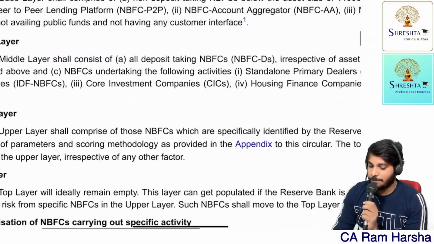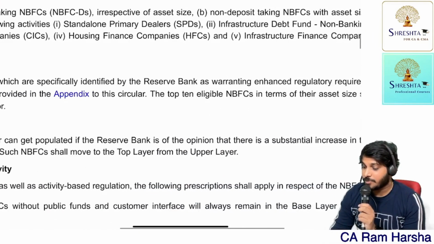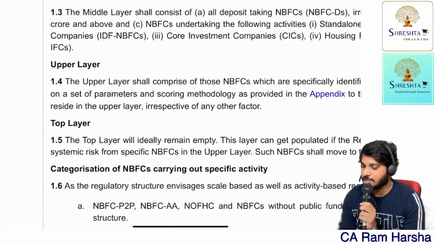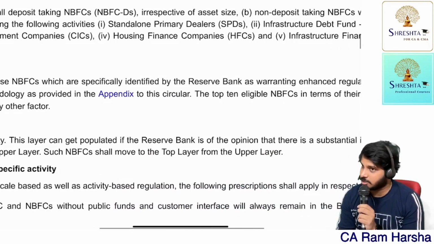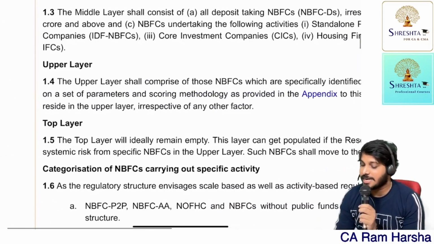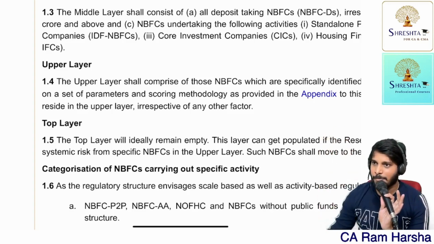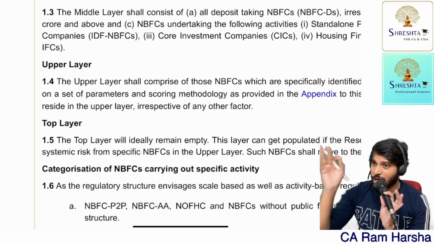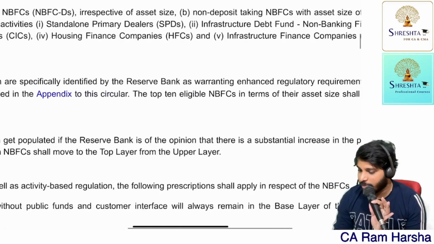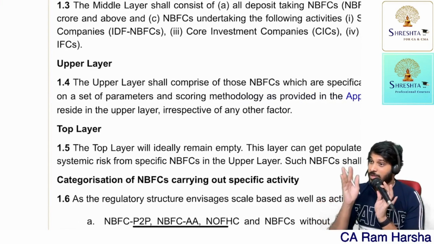Methodology: the upper layer shall comprise those NBFCs which are specifically identified by the Reserve Bank, warranting additional regulatory requirement based on a set of parameters and scoring methodology as provided in this circular. The top 10 eligible NBFCs in terms of their asset size shall always reside in the upper layer irrespective of other factors. Top 10 NBFCs in India based on asset size will straight away come under the upper layer. Top 10 only, no? Able to understand.